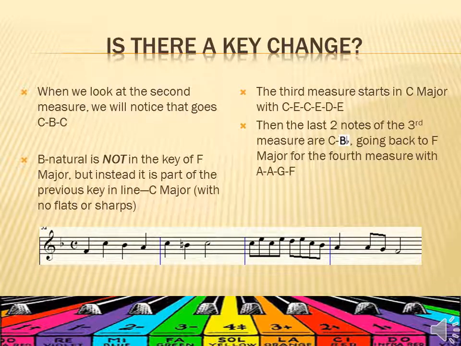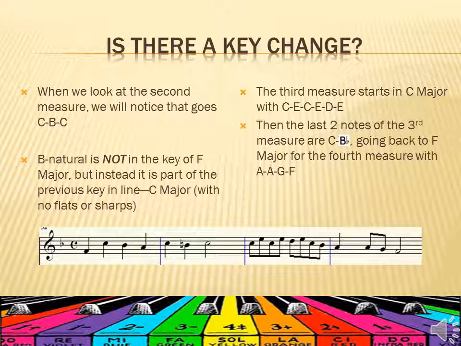When we look at the second measure, we will notice that it goes C, B, C. B natural is not in the key of F major, but instead it is part of the previous key in line, C major, with no flats or sharps.